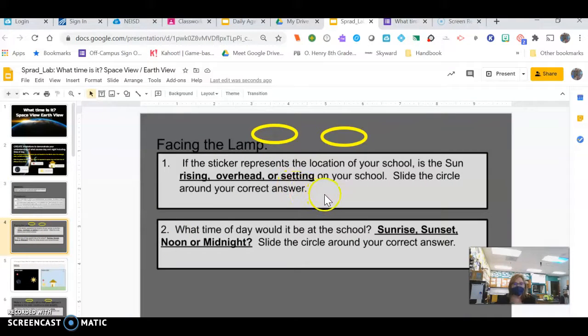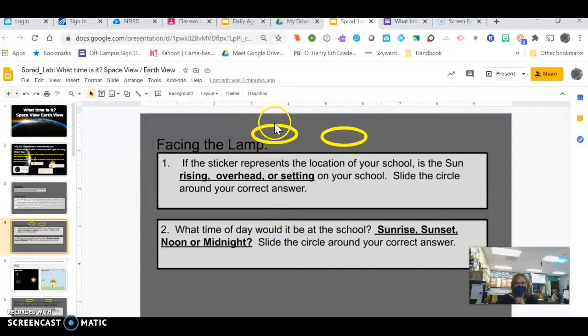Facing the lamp. If the sticker represents the location of your school, is the sun rising, overhead, or setting on your school? It says to slide the circle around your correct answer. So you can use your pen or pencil. We're standing here on our sticker. This is my head. Is the lamp overhead? Is it to my right, or is the lamp to my left? Okay, so you are going to slide the circle around your answer. Then it's going to ask what time of day would it be at school? Sunrise, sunset, noon, or midnight? Slide the other circle around your correct answer.